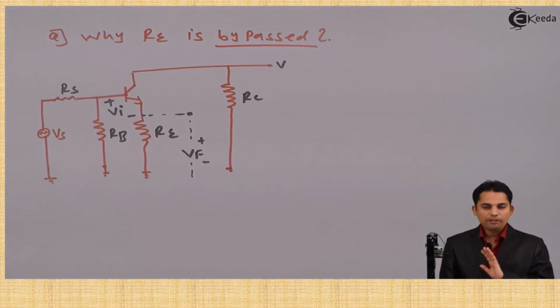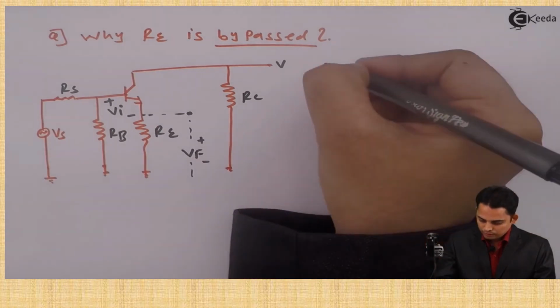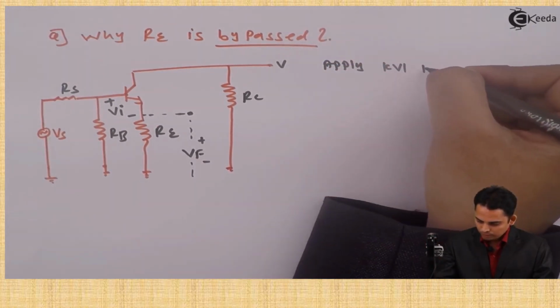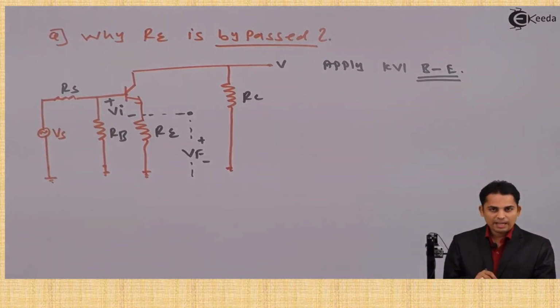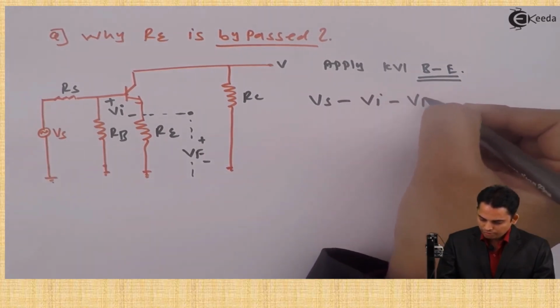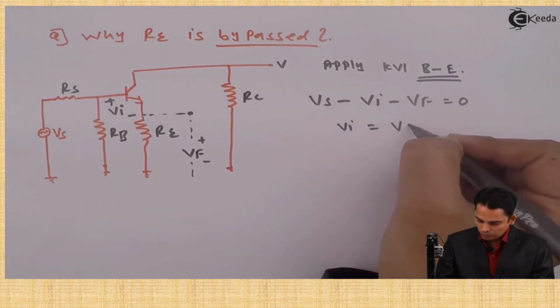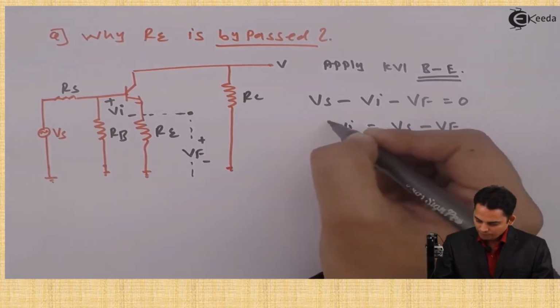Now, first of all, we will write about DC analysis. In DC analysis, because of Re, stability is increasing. Now, let's see what is happening in AC analysis. I'll apply KVL from base to emitter. If we apply KVL from base to emitter, we will get equation as Vs minus Vi minus Vf is equal to 0, and hence Vi is equal to Vs minus Vf.